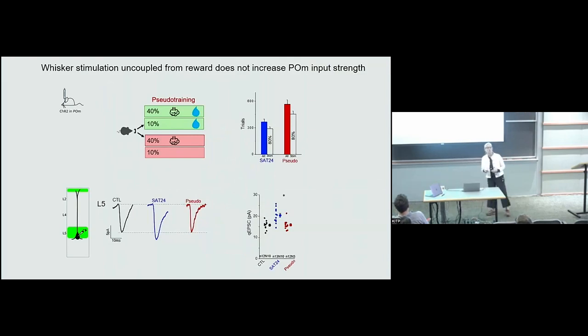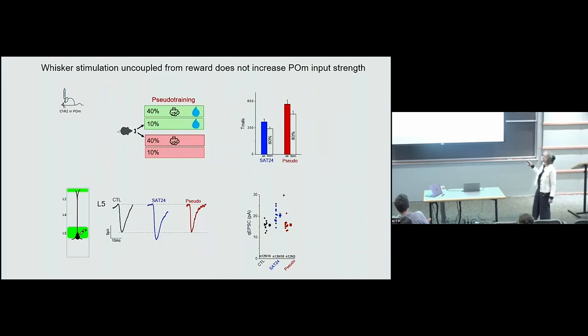We call it pseudo-training. In this case, the stimulus is coupled with the reward sometimes, but sometimes it's uncoupled. So we actually keep the frequency of the stimulus the same. 80% of the trials will have a stimulus, but the stimulus is not always followed by a reward, and sometimes there's a reward without a stimulus. Normally they get water on 80% of their trials. In pseudo training, they get water on 50% of their trials.